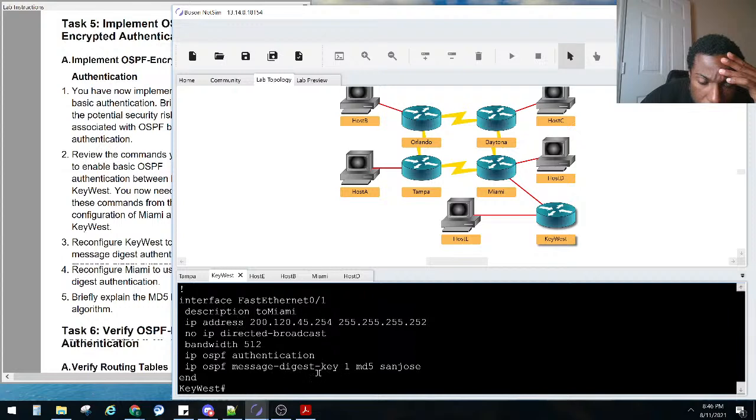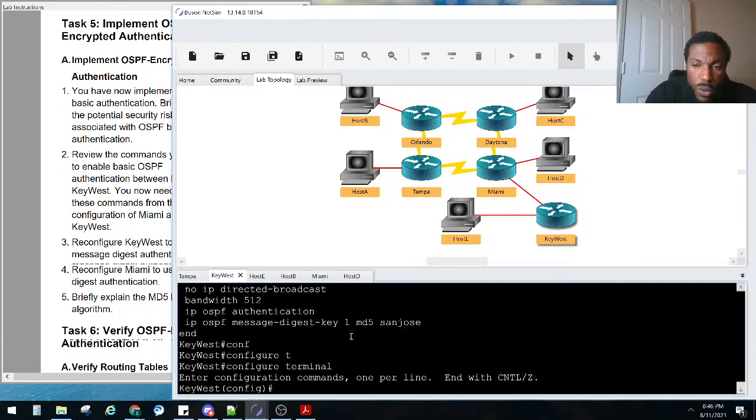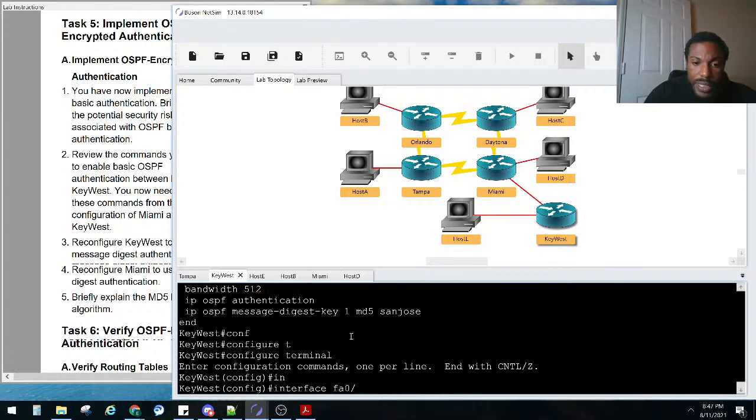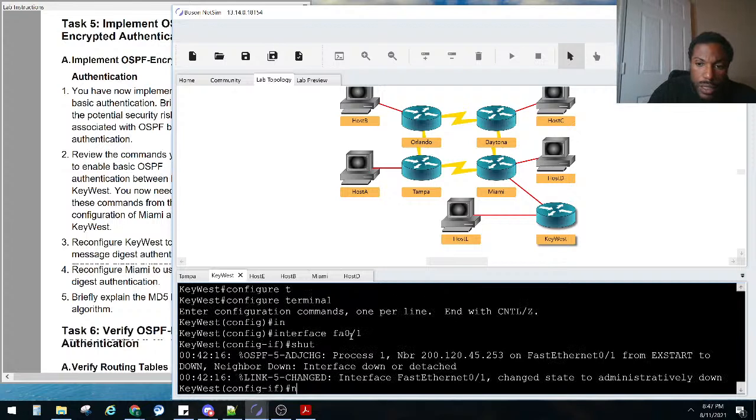Authentication. We put the key. That's weird. Let me bounce that. Interface FA0/1 on Key West. Interface FA0/1. Shut. No shut.